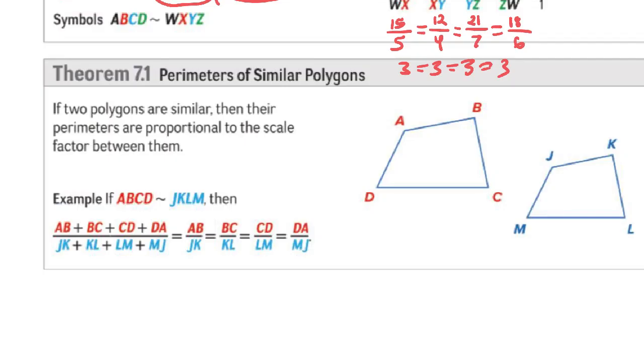If 2 polygons are similar, then their perimeters are proportional to the scale factor between them. All right, so if I added up A, B, C, and D, and I added up J, K, L, and M, they would still have the same scale factor between them as if I just looked at AB and JK. So the perimeters, as we saw earlier, share the same scale factor as the corresponding sides.